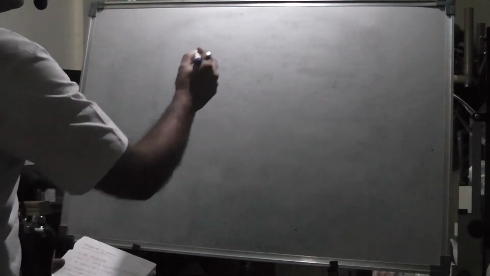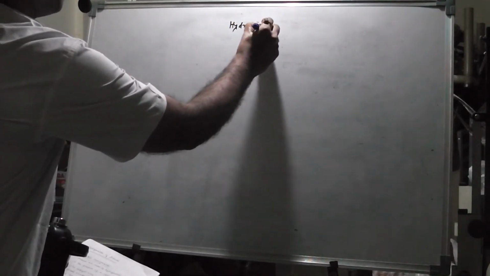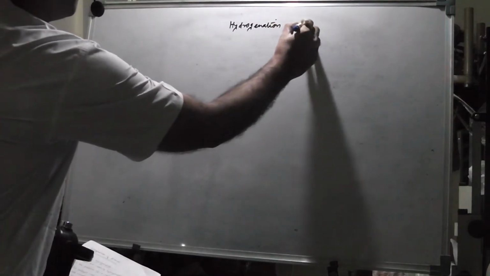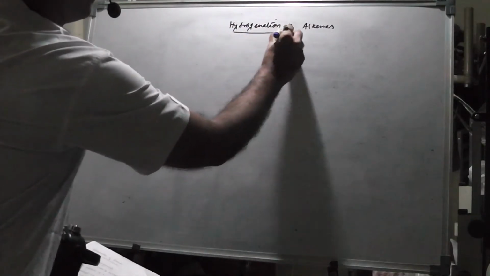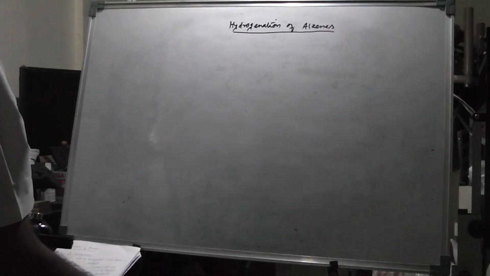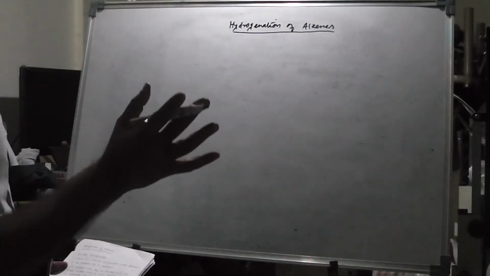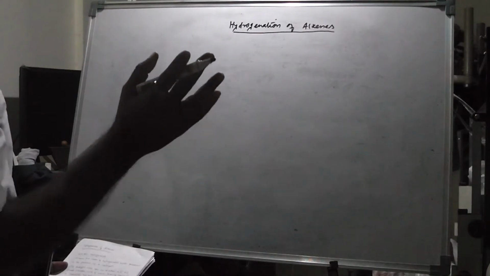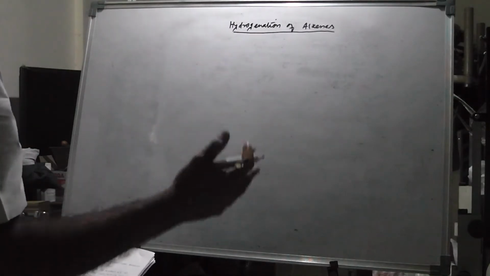Hydrogenation of alkenes can be done by using a catalyst, in which hydrogen adds to the alkene. The unsaturated double bond becomes a saturated bond. So we will be synthesizing an alkane mostly.